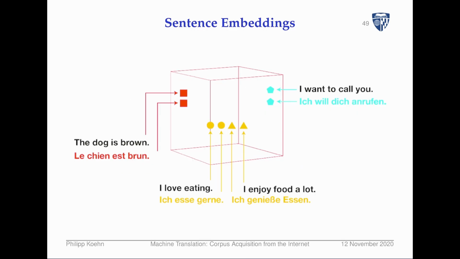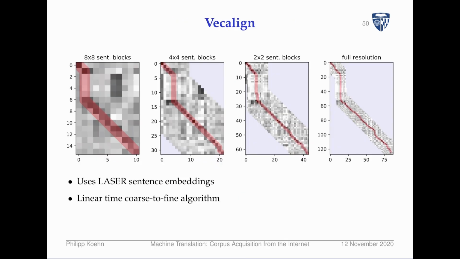Here's an example of what you might get out of this. You might get sentences that have roughly the same meaning, like "I enjoy food a lot" or "I love eating". They get the same representation because they might have the same translation into a foreign language. And the same sentence in English and in French would have the same or very similar representation. So you have these vectors for each sentence, and then you can look at the similarity between vectors. This is what underlies a method called Vecalign, which uses LASER embeddings as the core measure of similarity.